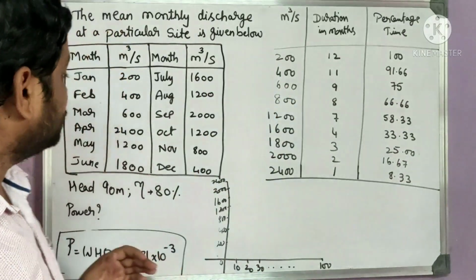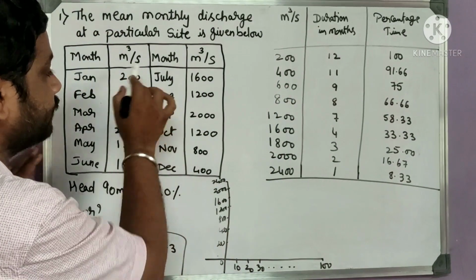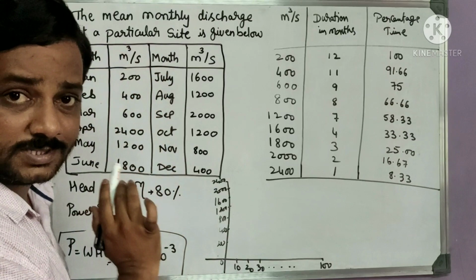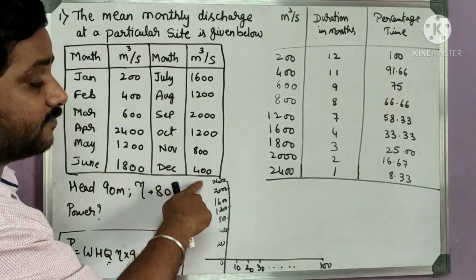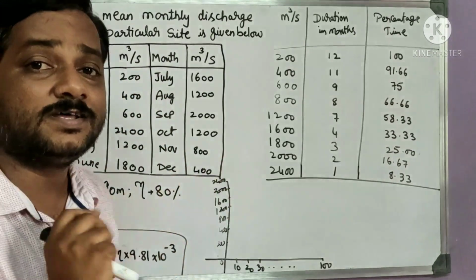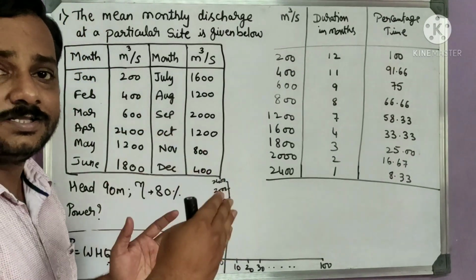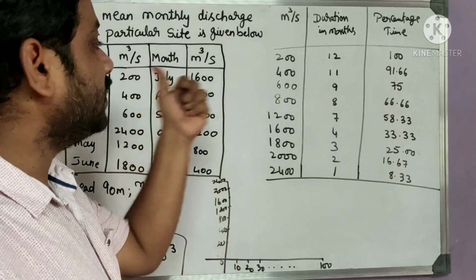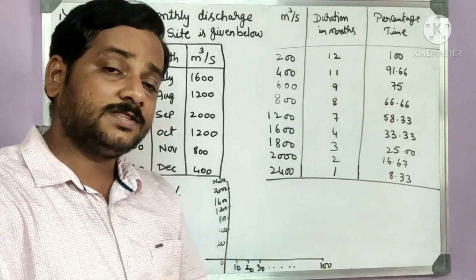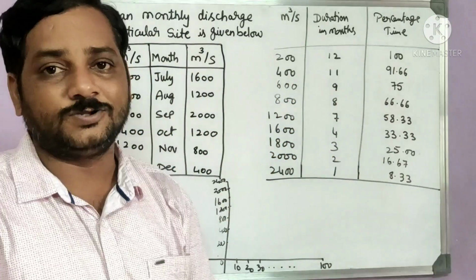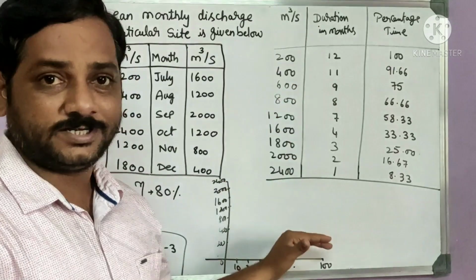Then 600. So 600 is not available in these two, so we have to remove those 2 months. And is there any other? Yes, here also we have 400. Here also you will not have a discharge of 600. So in 3 months you don't have it. So in a year, 3 months we don't have 600. So 12 minus 3, 9. So in 9 months we will have that discharge of 600 cubic meter per second. That is how you should write it.